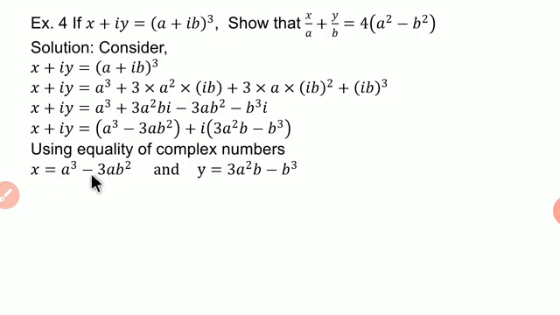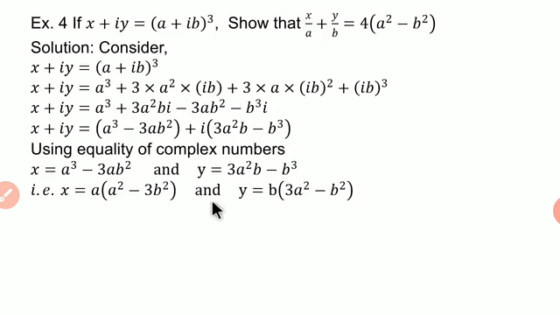Here, taking a as a common part, x is equal to a into (a square minus 3b square), and taking b as a common part in y, we remain with y is equal to b into (3a square minus b square). In this way we get this. Now from this we can find the value of x upon a and y upon b. Therefore x upon a is equal to a square minus 3b square and y upon b is equal to 3a square minus b square. Now consider the LHS that we have to prove.